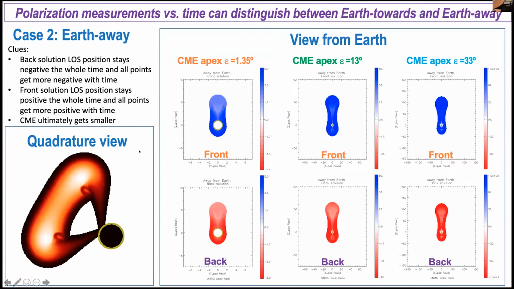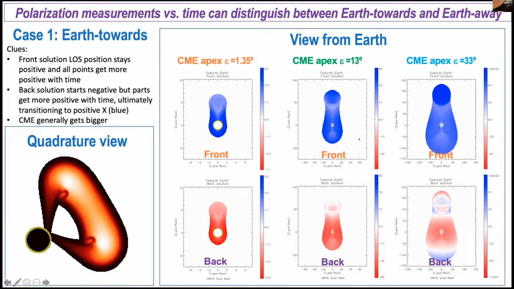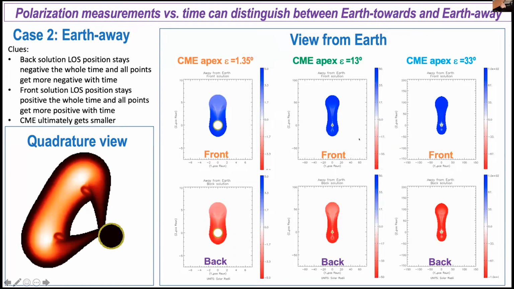Whereas if you were to go away from the Earth, your back solution would stay negative. That's the correct one all the time. All points getting more negative with time. And your front solution, and remember, you get both of these solutions when you solve these equations, you'd be seeing it positive the whole time. All points getting more positive. So these two possible solutions will have very distinct measurements in PUNCH. And of course, the CME is ultimately getting smaller. So there's a lot of information there.